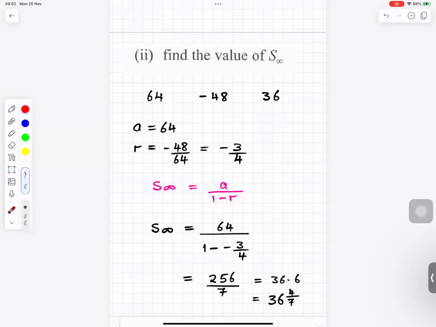So we want to find the sum to infinity. This symbol there stands for infinity. And it only works when that common ratio is between minus 1 and 1. So the first number is 64, and that common ratio is minus 3 over 4. Get this formula from the formula book. Put 64 for a, and put minus 3 over 4. And put that in the calculator. Be careful with these 2 minus signs. Students always forget that. It becomes plus. And then you got 36 and 4 over 7.